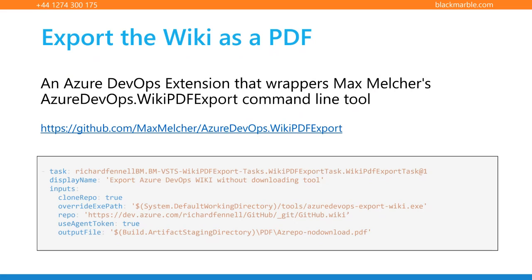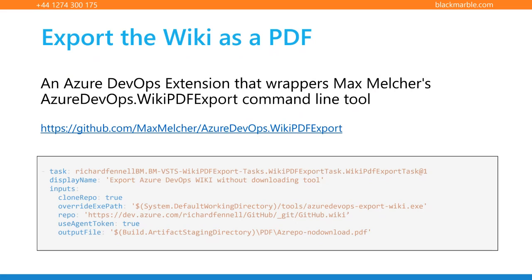So I had a chat with Max and I wrote a wrapper for it, so you can wire it into your release notes process. What you could do is generate your release notes, publish them up onto a wiki, and then export the wiki as a PDF and attach that as a build artifact, if that's what you wanted.